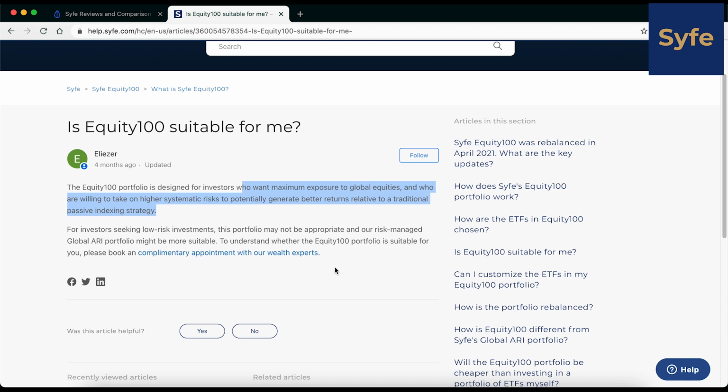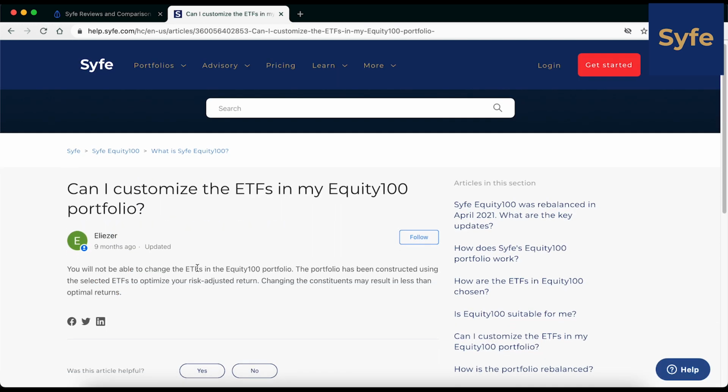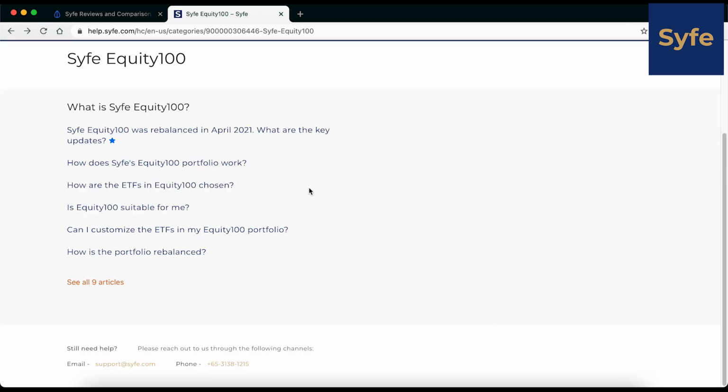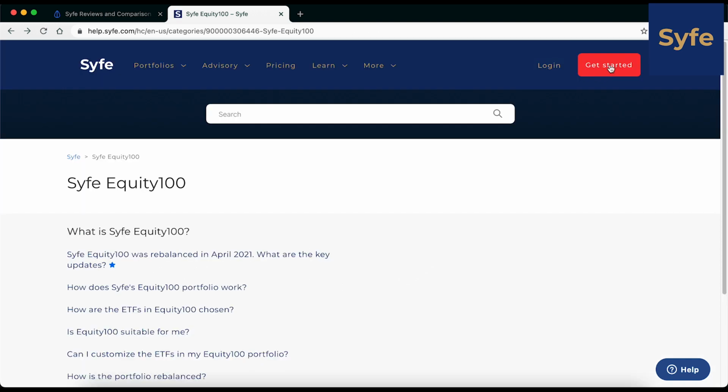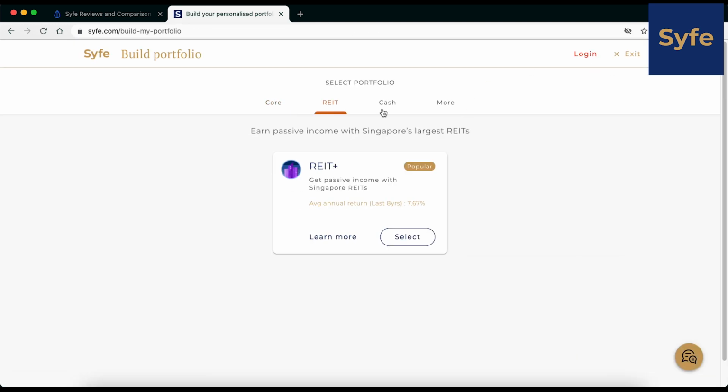So if you're a high risk person, the Equity100 is for you. If you're a low risk person, you may want to go for the risk managed ARI portfolio. Can you customize the ETF? You will not be able to change the ETF. Okay, so no customization. Sorry folks. Okay, I'm good. Let's go. Let's get started. What do I want to buy?